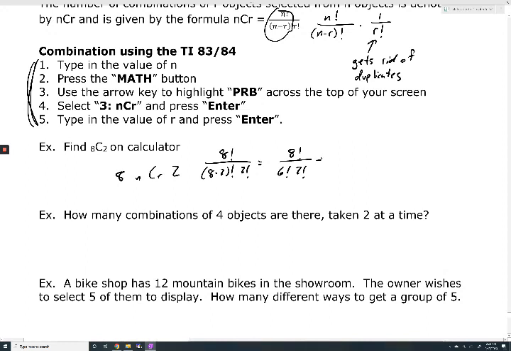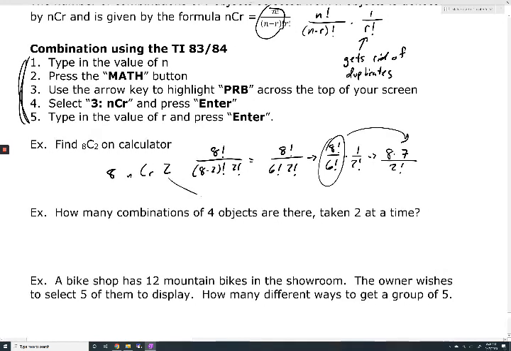Again, if we break that up into our pieces, we know that this piece is really 8 times 7. So that piece becomes 8 times 7, and then we divide by 2 factorial. The 2 factorial comes from how many things we're taking. So that's where we get that 2 factorial. The numerator is still the permutation calculation, but then we divide by the number of things we're taking at a time. And so that would be 28.